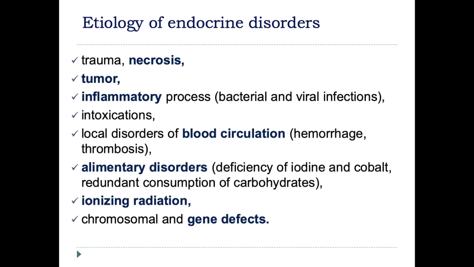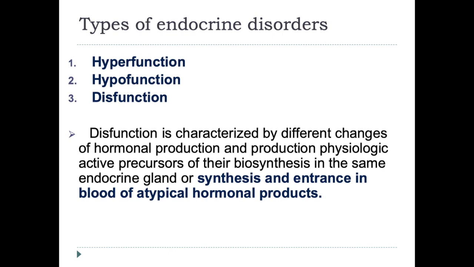According to the changes of increase or decrease of hormone function, we divide it into three groups. Usually endocrine disorders could be classified as hyperfunction, as an example, hypothyroidism or hypocortisolism, into the hypofunctions, such as a low level of releasing of thyroid hormone or sex hormones, and dysfunction, which is usually characterized by different changes of hormonal production and production of physiologically active precursors of their biosynthesis in the same endocrine gland or synthesis and entrance in blood of atypical hormonal products.